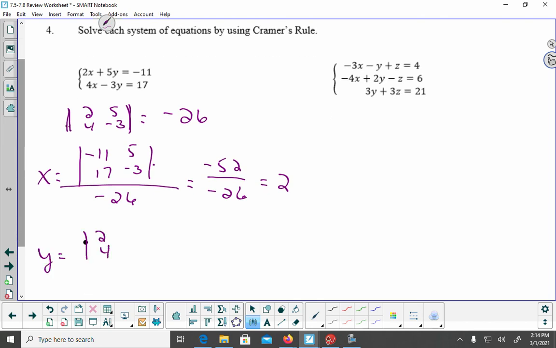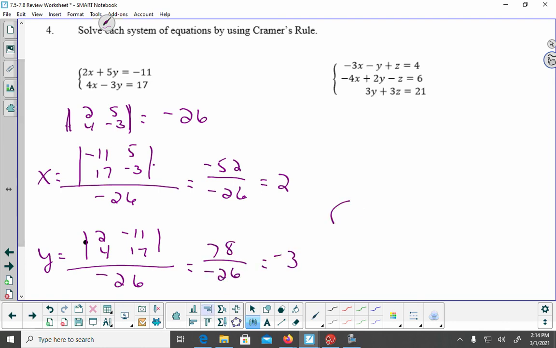To find my y, I'm going back up to my coefficients. The x's stay the same. Now the y gets the answers, still dividing by that negative 26. And when I do that, I get 78 divided by negative 26, and my answer is going to be negative 3. So this answer is 2, negative 3.